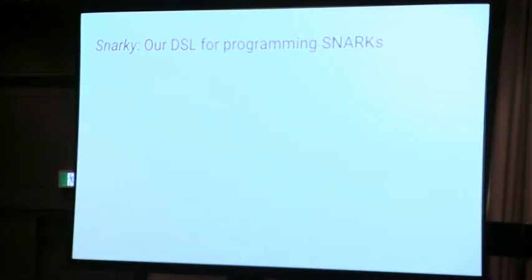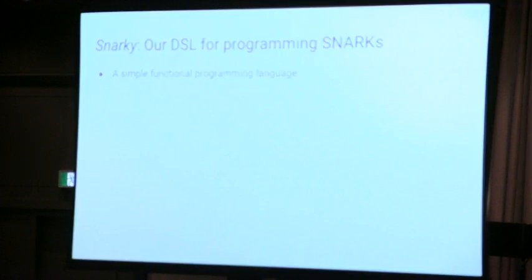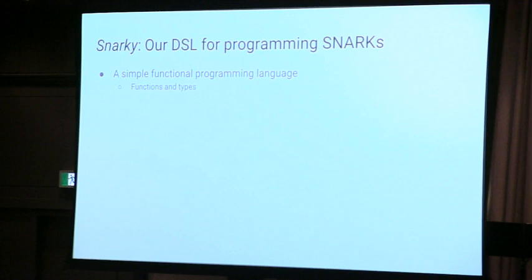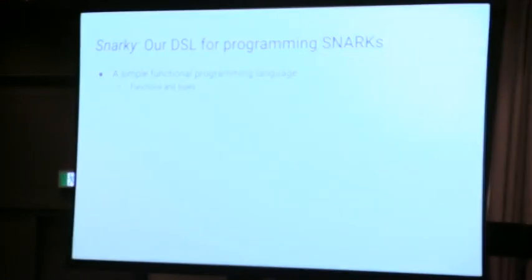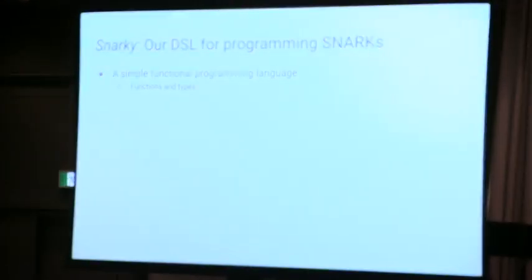OK, so I want to say a few words about Snarky, which is our DSL, or domain-specific language, for programming with snarks. What's cool about this is that it's a very simple, well, in theory, functional programming language. You basically have functions and types and some kind of abstraction for modeling the non-determinism of snarks. I really think it's the conceptual core of snark programming. The real DSL is a little more complicated, but somehow the core of the DSL is the conceptual core of snark programming.